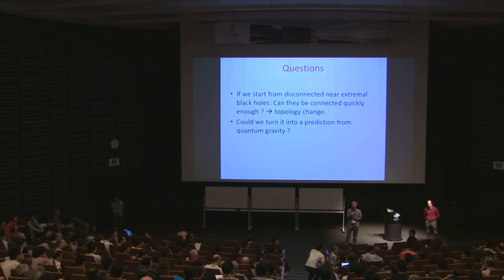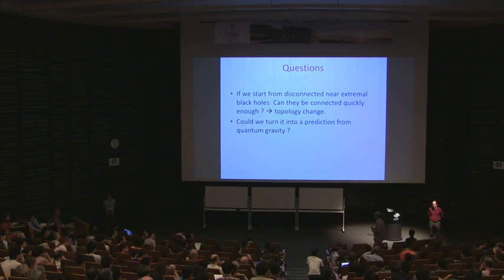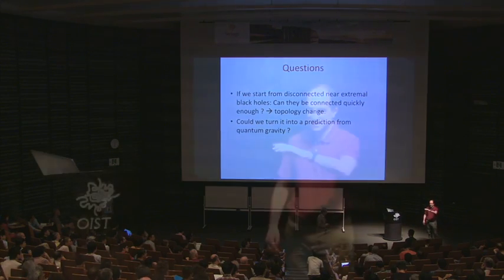Sorry, Yuan. I didn't understand one thing. If you sent in a pulse of wavelength of order the Schwarzschild radius so it doesn't unbind the system, will it go down and form a black hole in the interior? Well, if the energy of this pulse is smaller than 1 over the Schwarzschild radius, it just goes into one mouth and goes out the other. I see. It doesn't form a black hole. No. It just goes in one and goes out the other mouth.